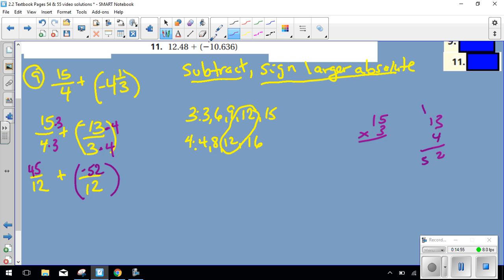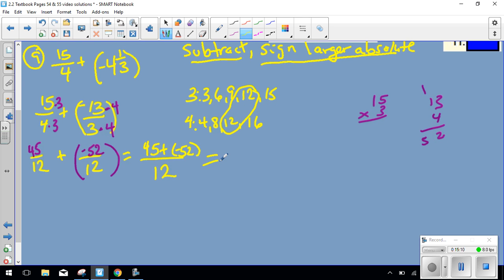Okay, so my common denominator is 12, and my numerators are 45 plus negative 52. I know my solution will have 12 as a denominator, and up here, we decided we're going to subtract because the signs are different. So we're going to take the larger absolute value, 52, and subtract 45. So the 5 becomes a 4. This becomes a 12. 12 minus 5, hopefully you're saying 7. And 4 minus 4 is 0.